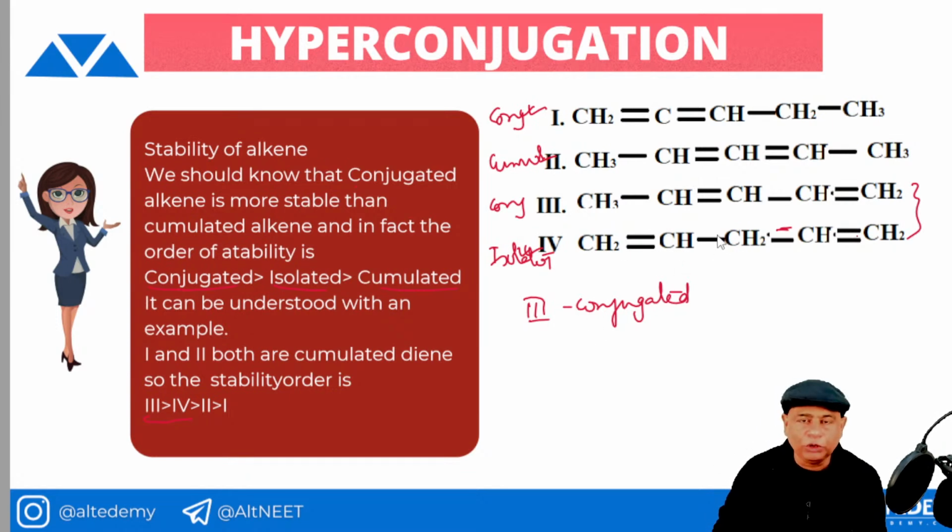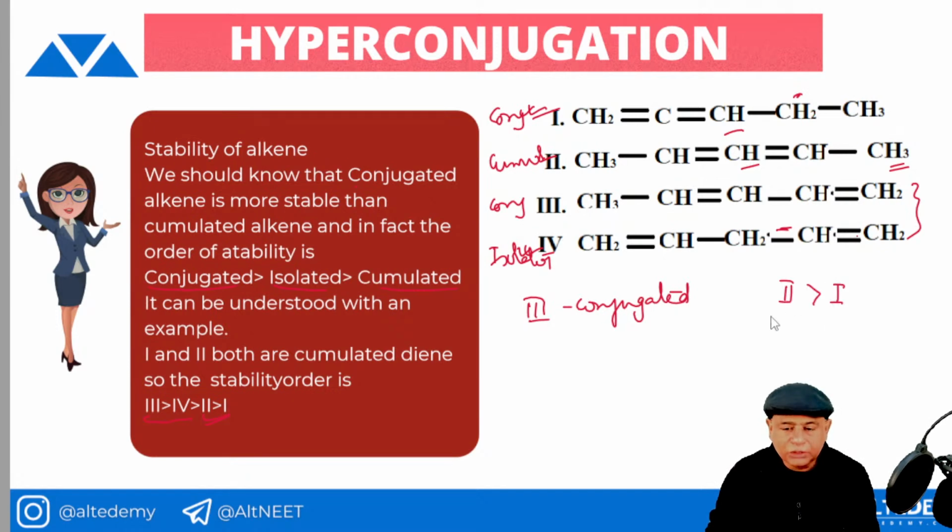If you can differentiate between conjugated, isolated and cumulated, you understand. This is a cumulated alkene. Cumulated means there are two double bonds in adjacent positions. So this is cumulated, this is cumulated. In cumulated alkenes, you can find that the first and second are both cumulated. Of the first and second, the second is more stable, because the second has 3 hyperconjugative structures, while here we have just 2. So 2 is more stable than 1. Since they are cumulated alkenes, they will be lowest in the order.